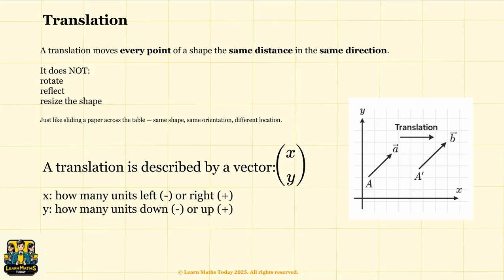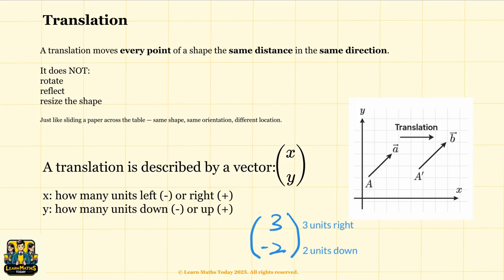How do we describe this movement? We can describe it precisely by a vector of x and y. This vector tells us how far and in which direction to move. X tells us how many units to move to the right, or to the left if it's negative, and Y tells us how many units to move up if it's positive and move down if it's negative. For example, if we have a column vector of 3 over -2, it means you want to move the vector 3 units to the right and 2 units down.